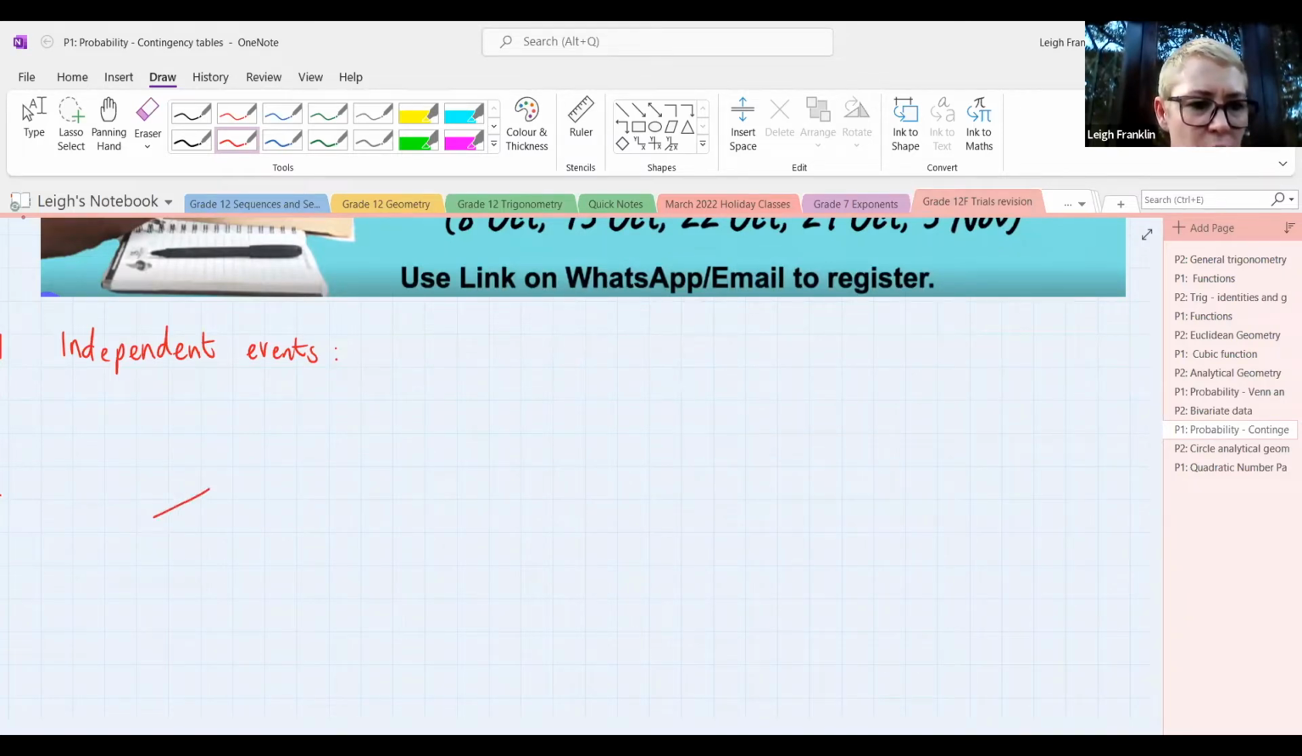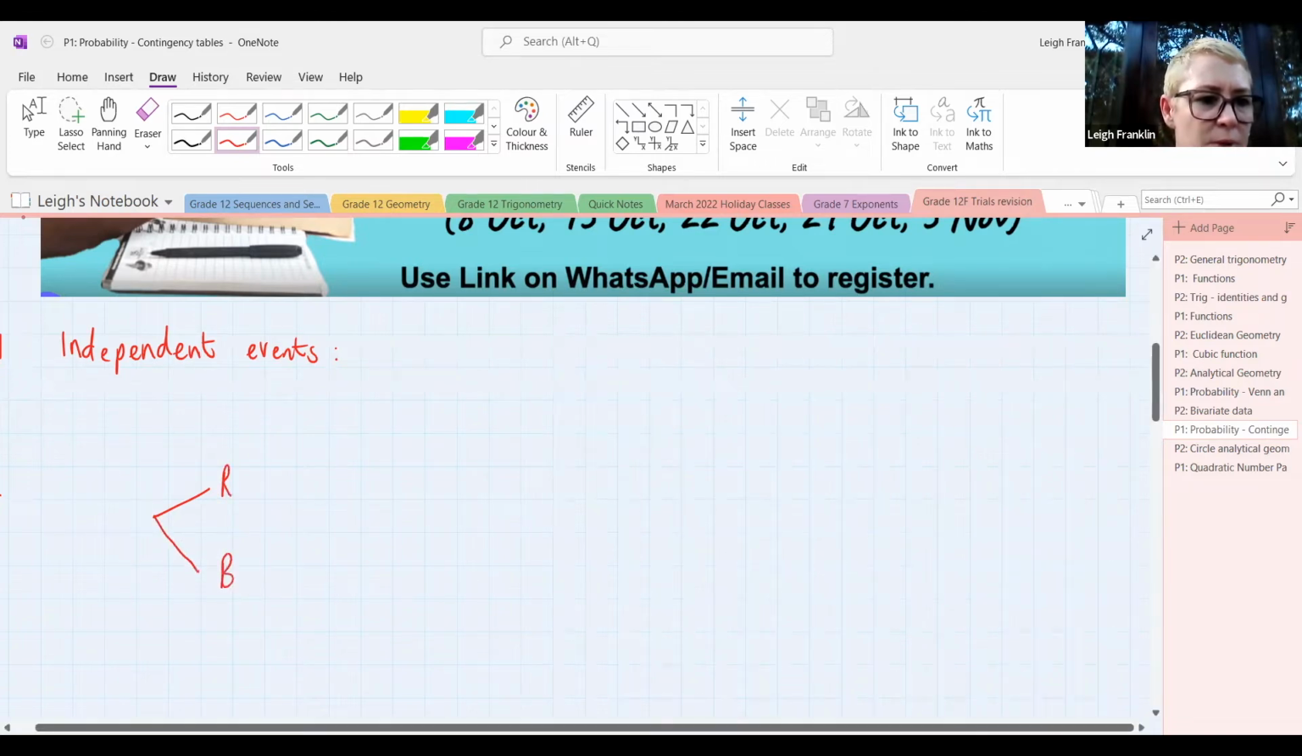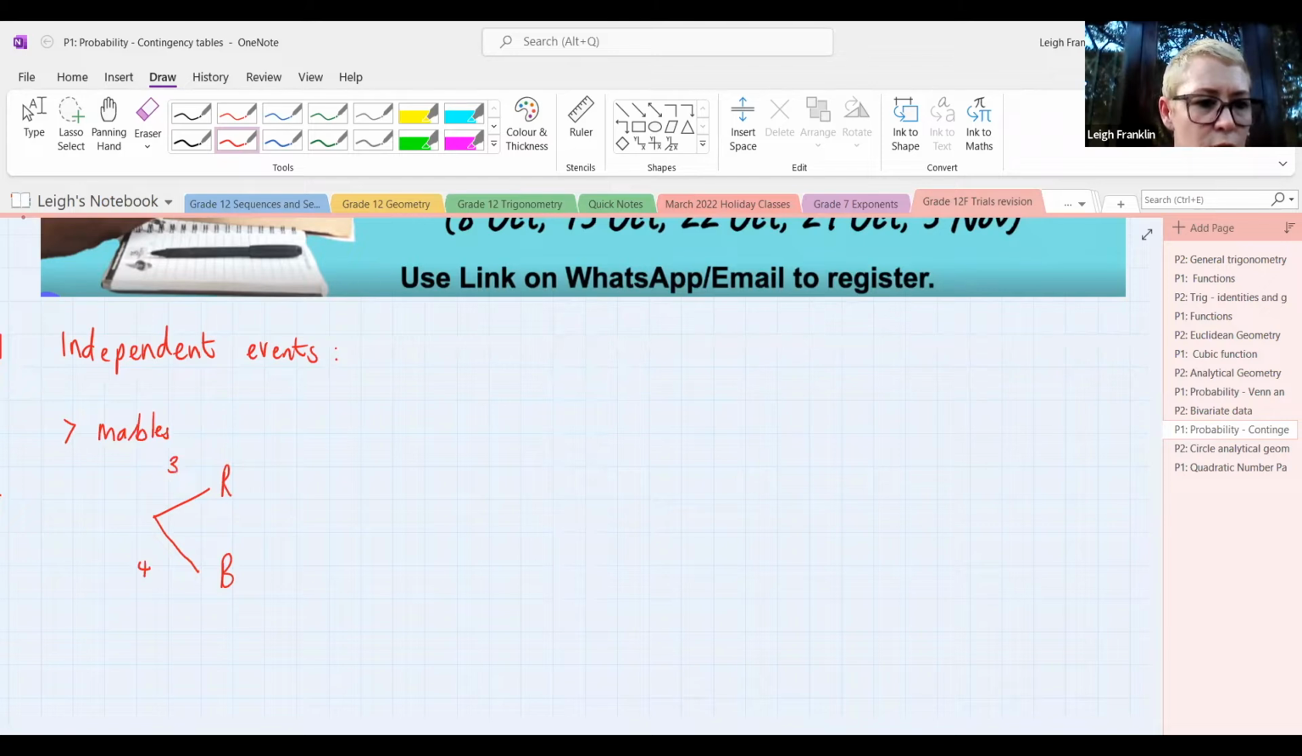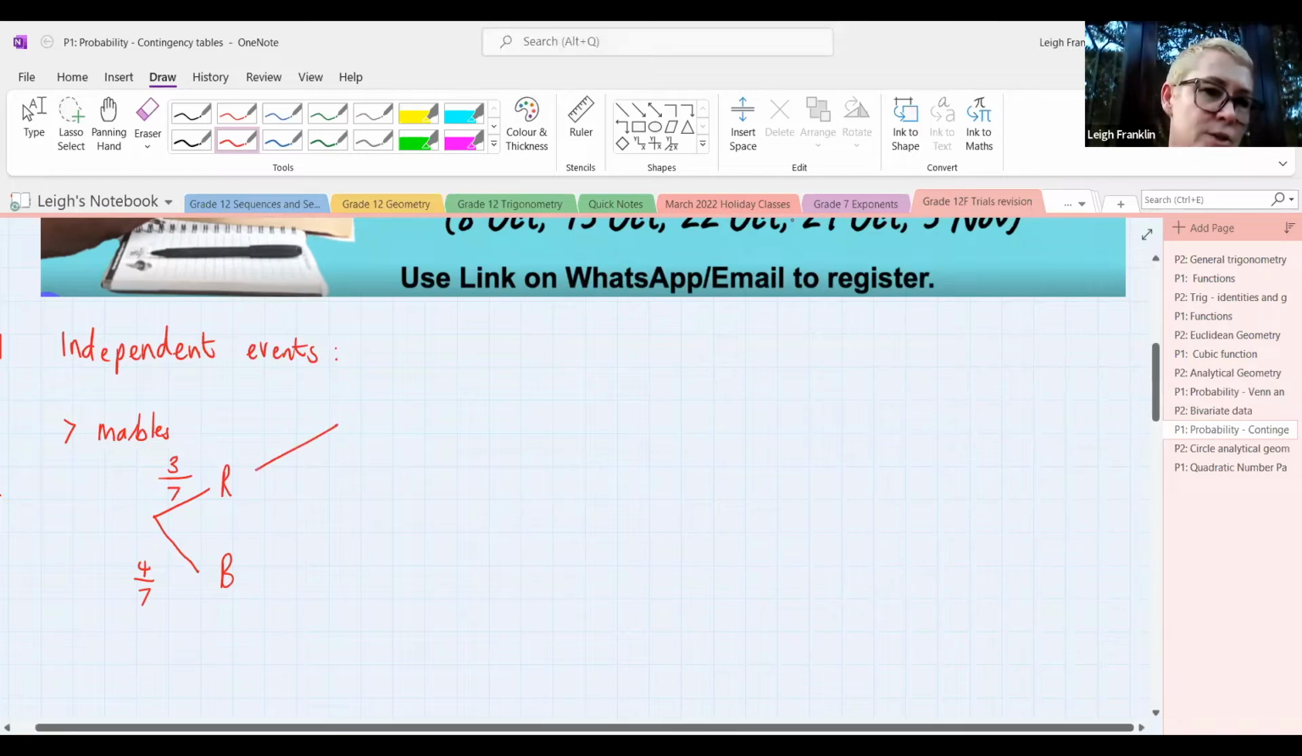Let's pretend that we've got red ones and blue ones, 7 marbles, and we're going to say that 3 of them are red and 4 of them are blue. So if I put my hand into the bag and randomly choose a marble, I've got a 3 in 7 chance of getting a red one, and a 4 in 7 chance of getting a blue one. Now let's pretend I look at the color of the marble, and then I put the marble back into the bag.